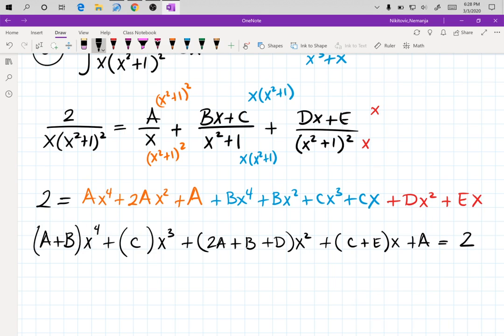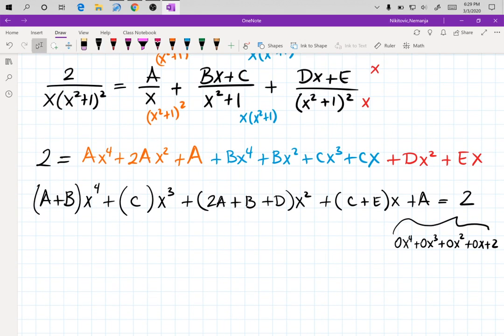Now, what is this 2? Well, that's just a constant. You know what I'm going to do? To explain this 2, I'm going to say 0x to the 4 plus 0x cubed plus 0x squared plus 0x plus 2. That's what it means. So now I can match.